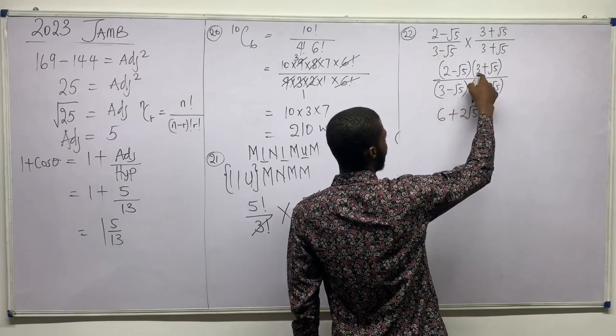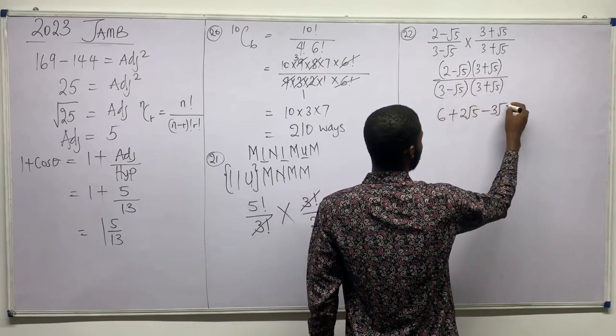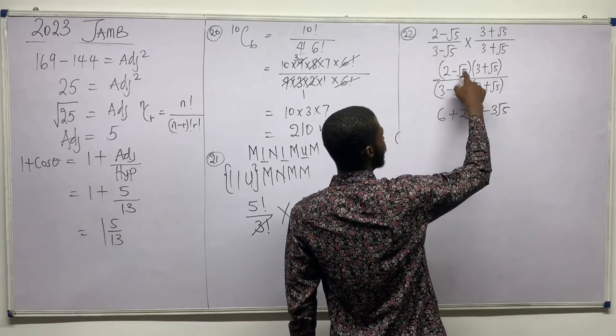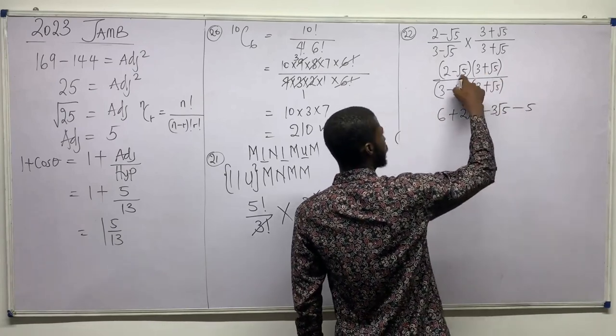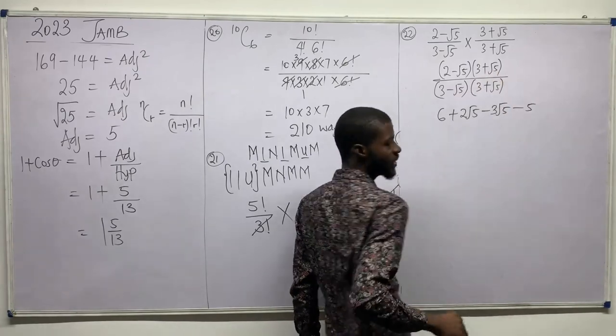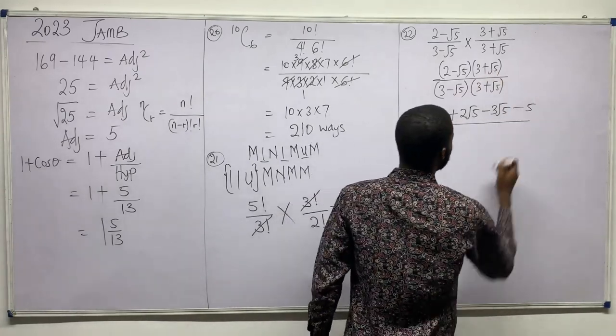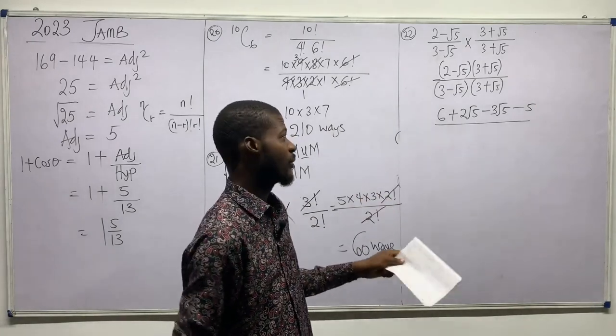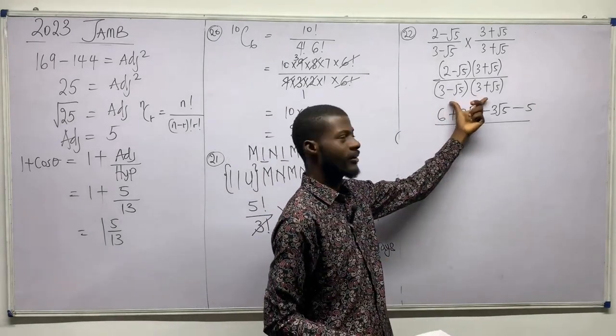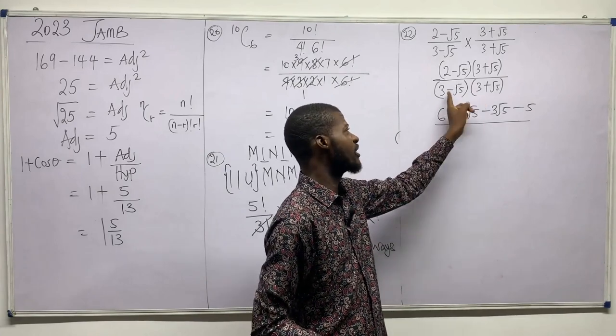Minus root 5 times 3 is minus 3 root 5. Minus root 5 times plus root 5 will give me minus 5, because root 5 times root 5 is just 5. Divided by, at the denominator, what would I do? I'm going to use difference of two squares, because they are almost the same. The only difference is minus and what?